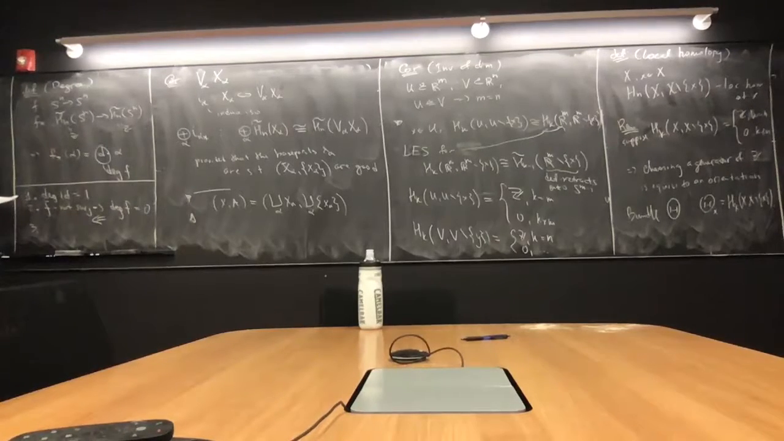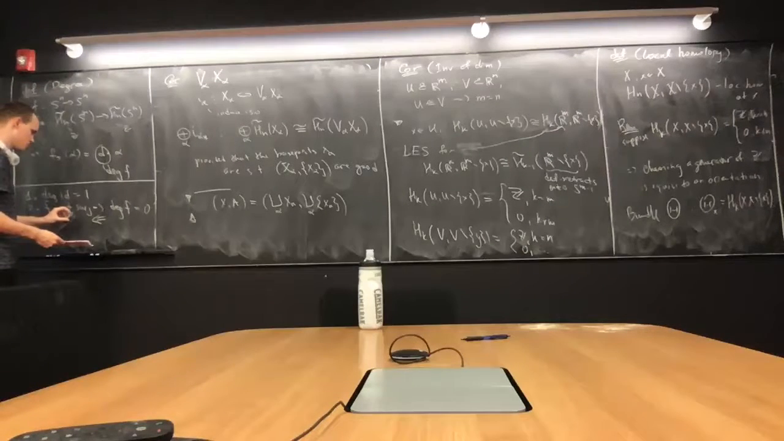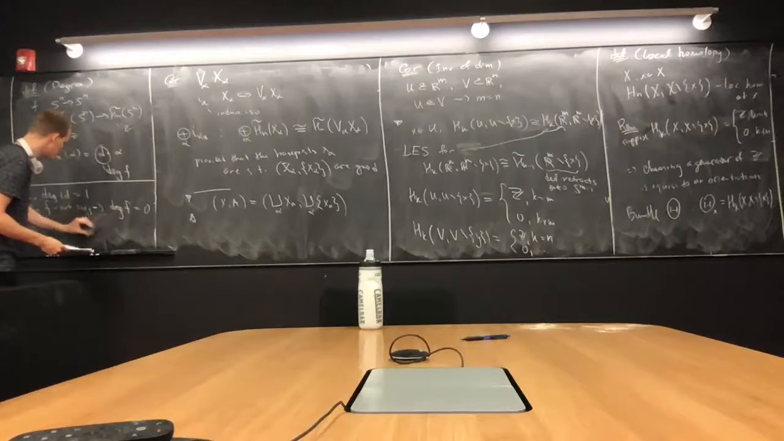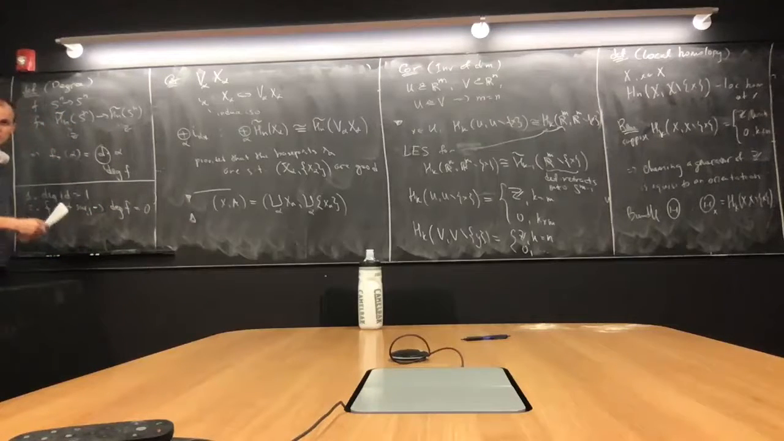Wait, what if you took out like 2 points? Actually, what do you mean? So if you took out one point, it sure looks like a disk. But if you took out 2 points, it looks like a cylinder. Oh, yeah. But basically, if the image is contractible, then the degree is 0. Yes, this is true.